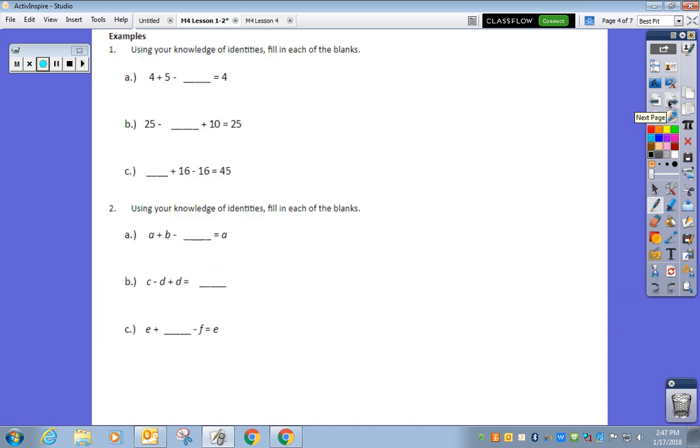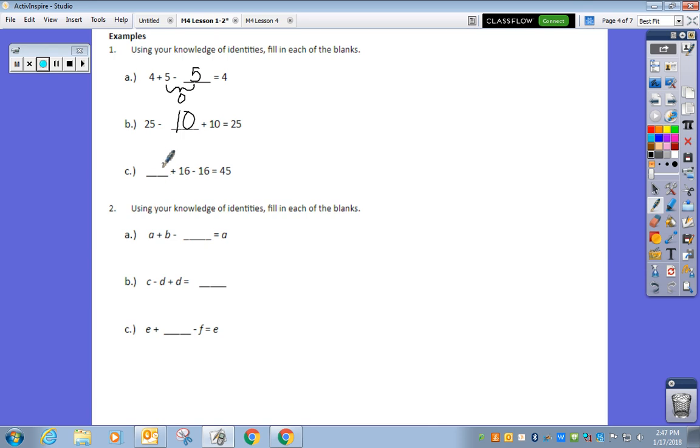Okay, so let's look at some of the examples of this. If I have 4 plus 5 minus something to get 4, that would mean I would need 5. 5 minus 5 gives me that 0 I need to add to the 4 to get 4. So if I have 25 minus something plus 10 equals 25, that would be minus 10. Minus 10 plus 10 would be that 0 I was looking for.